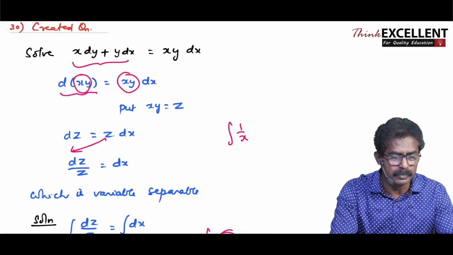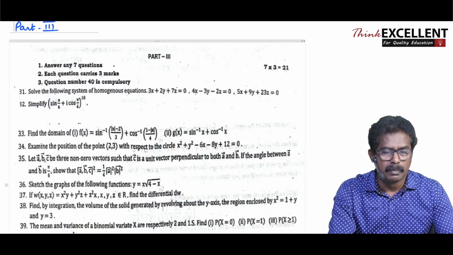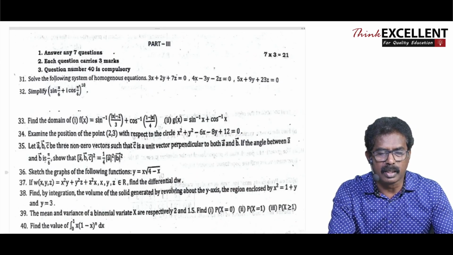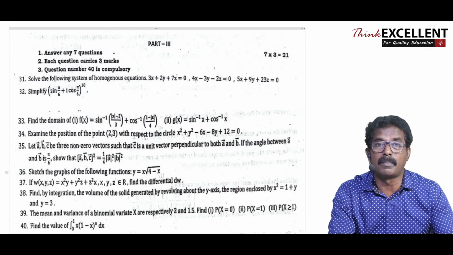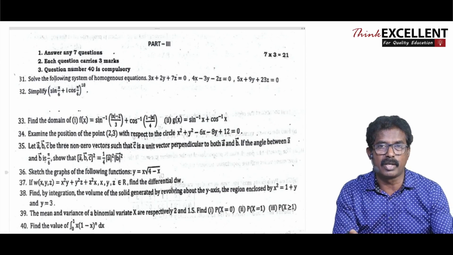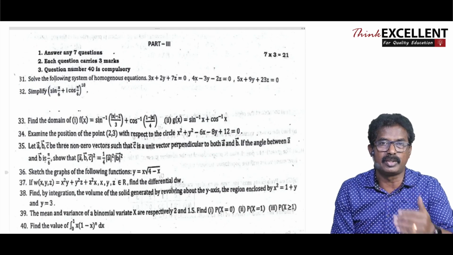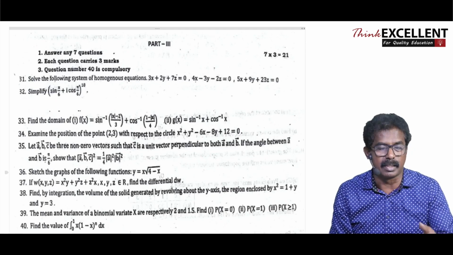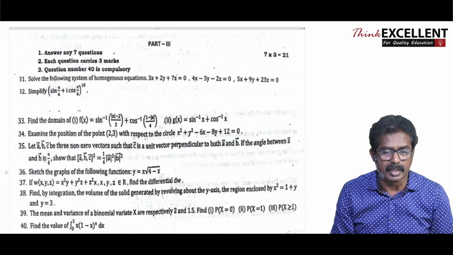Part 3. First one, a homogeneous equation. Second one, you have to apply de Moivre's theorem, but you cannot use it directly. When can you apply de Moivre's theorem? Cos theta plus i sin theta raised to n only, giving cos n theta plus i sin n theta. But here it starts with sin, so we make a small change.